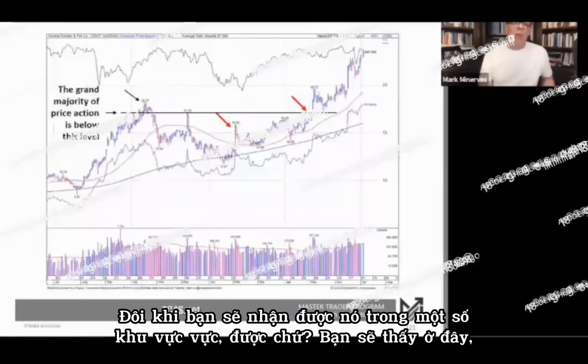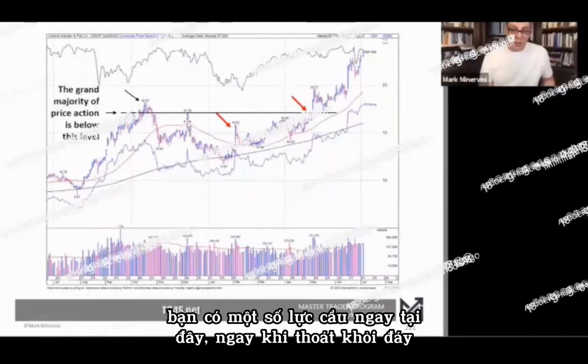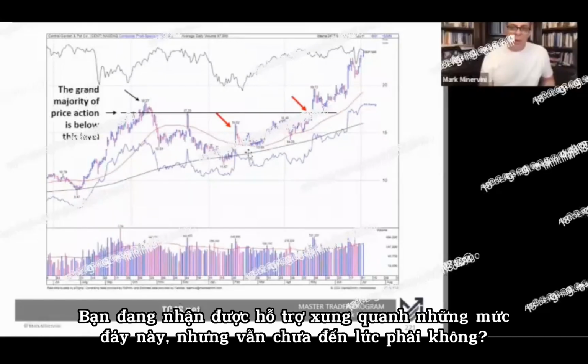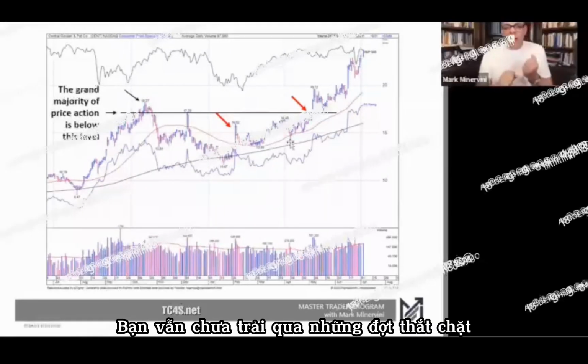Sometimes you'll get it in a number of areas. Okay, you'll see here it comes up here, and you got some demand right here, right off the low. So you're getting support around these lows, but it's just not time yet, right? It hasn't gone through those iterations. You haven't gone through those tightenings yet.